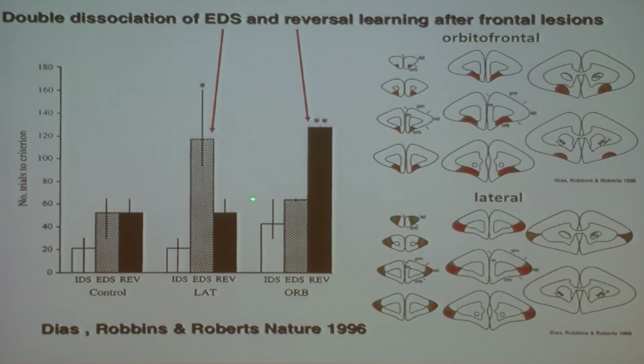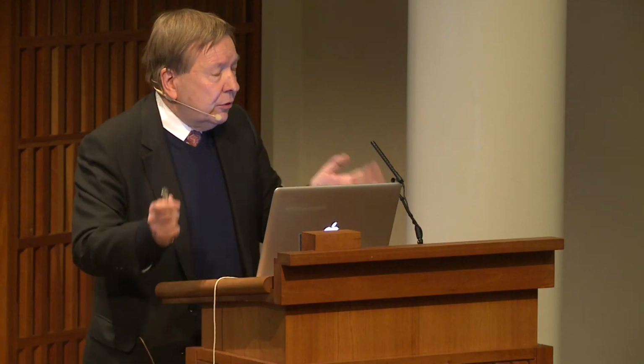By contrast, lateral lesions produce the opposite pattern. Here you get a deficit in conceptual, extra-dimensional shifting, but no problems with the simple reversal shifting. So 2 different circuits involved in cognitive flexibility. They're both implicated in OCD.